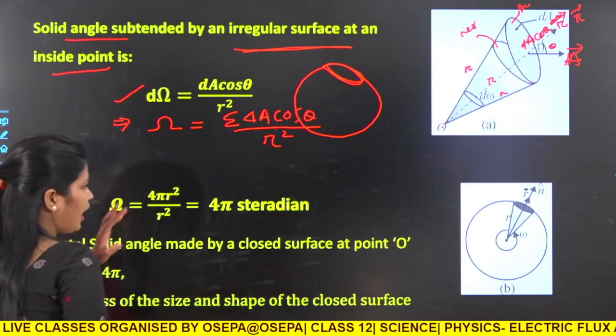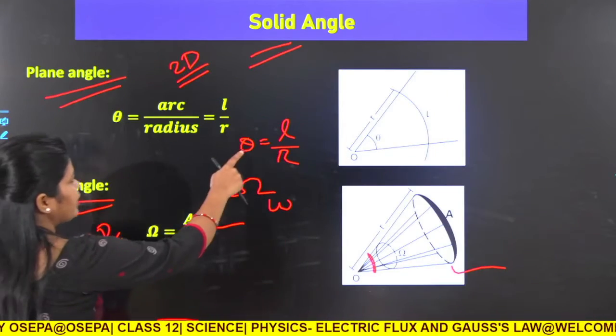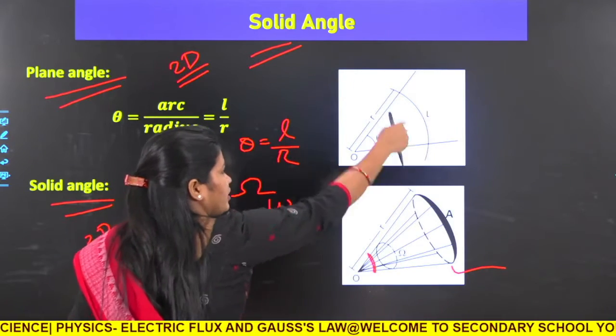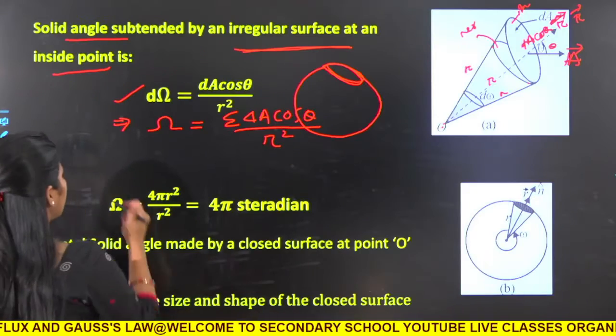Okay. So as with the complete circle in the previous case, theta is equal to L by R. That means consider the complete circle. Then what will be the circumference? 2 pi r. See this.